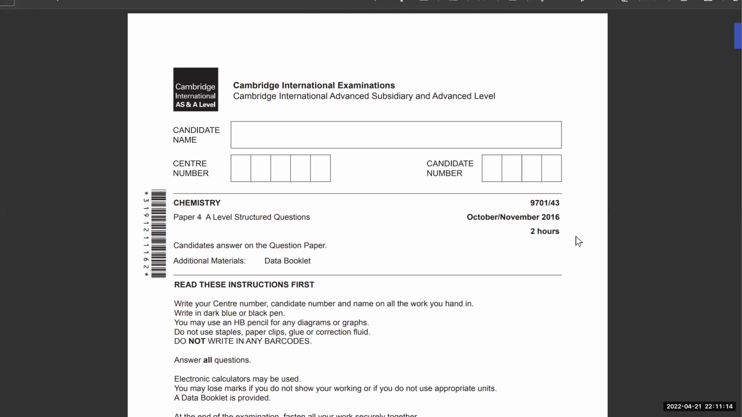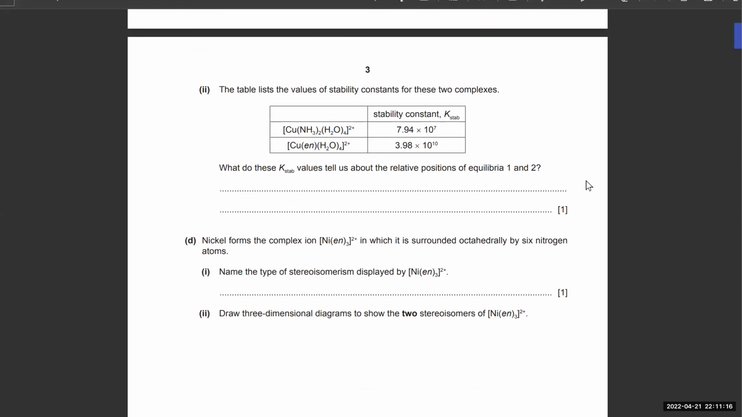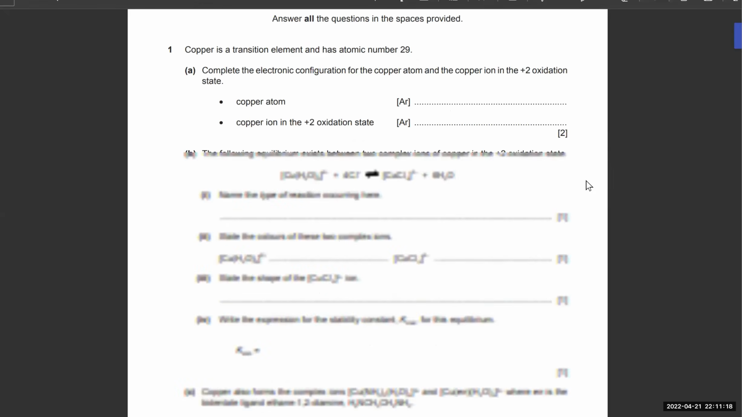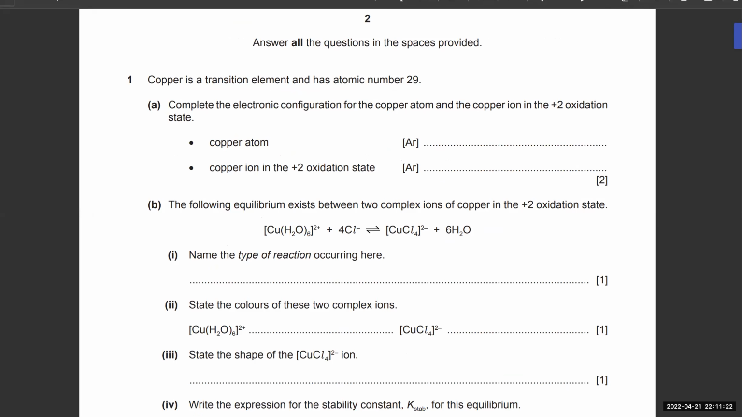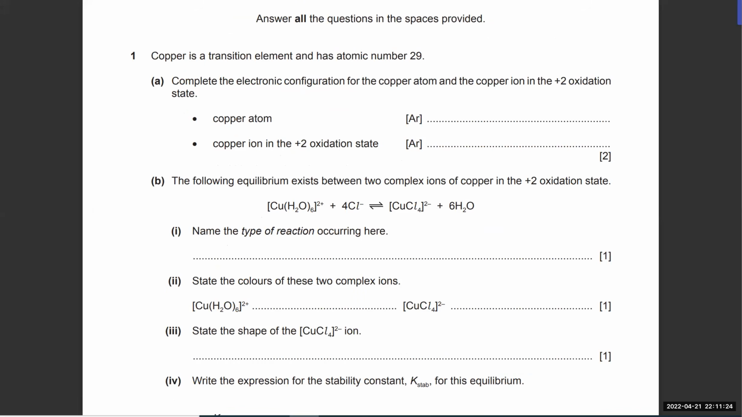Okay, so, we're going to start with the first question, which is on transition metals. Let's start with this one. Name the type of reaction. I'm just going to go over this.